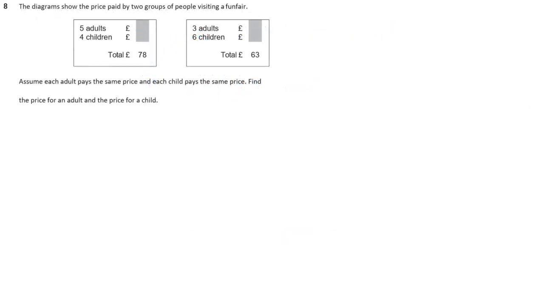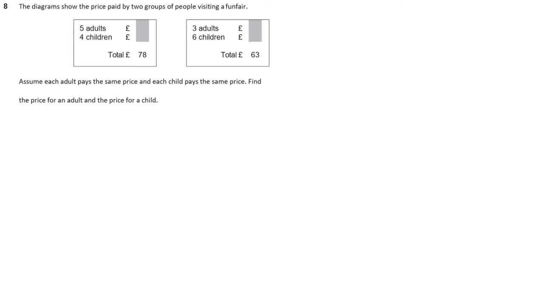Question 8. The diagram shows the price paid by 2 groups of people visiting the fun fair. We can see the amount that they've paid, but part of the ticket on both has been obscured. They've been greyed out, so we can't see the actual values there. But we've been given the number of adults and children for both, and the total for both. It says, assume each adult pays the same price and each child pays the same price. Find the price for an adult and the price of a child.